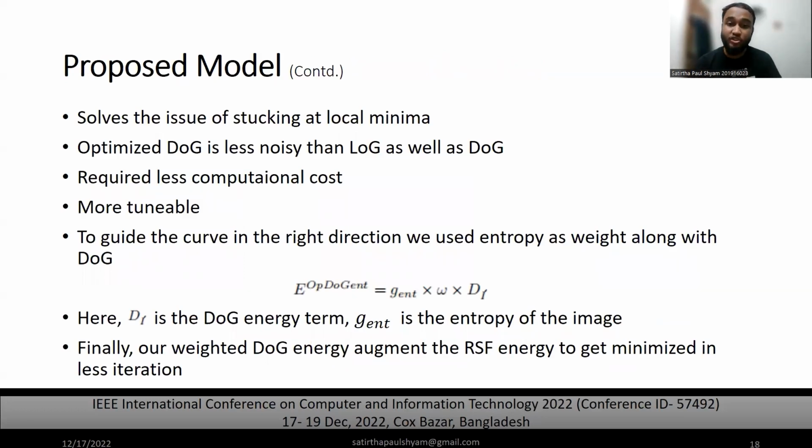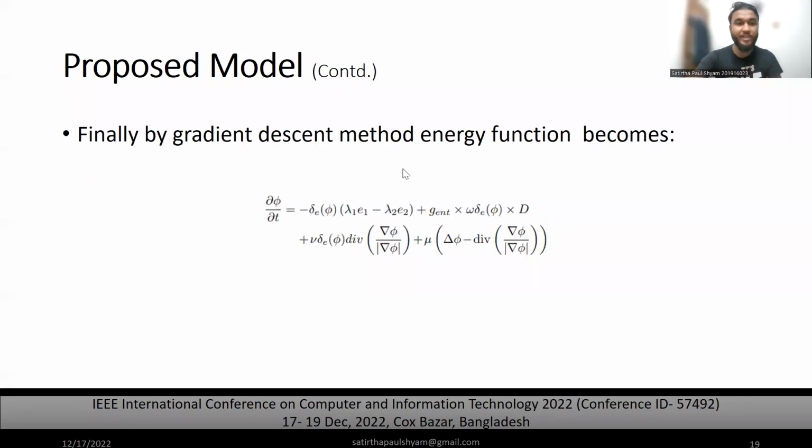So our proposed model solves the issue of starting at local minima also. Our optimized DoG is less noisy than the LoG as well as the DoG. It requires less computational cost and is more tunable. To guide the curve in the right direction, we use entropy also as weight along with the DoG energy. So finally, by the gradient descent method, the energy function becomes the following.